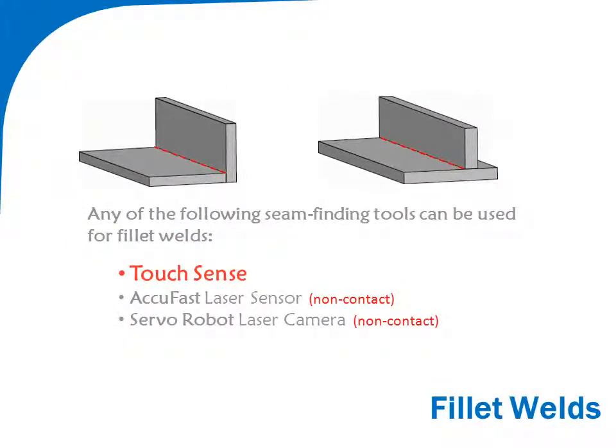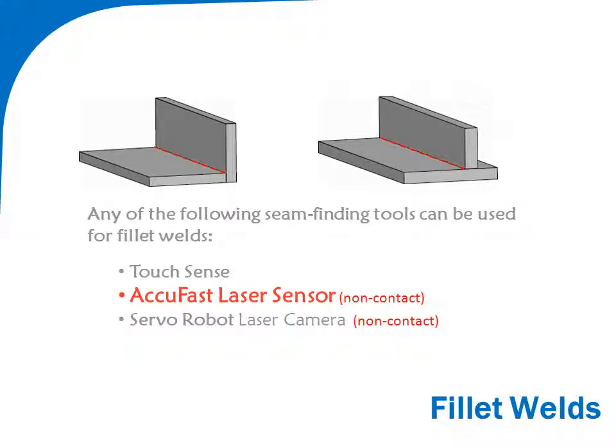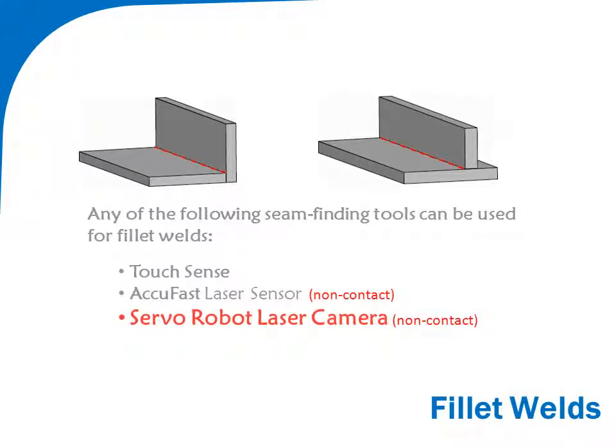We offer several tools for locating seams for fillet welds, including TouchSense, a low-cost seam finding tool that uses the welding wire as a probe to contact the work surface. AccuFast is a point laser that searches and detects the work surface when the laser reaches its programmed focal point. It's similar to touch sensing, but is non-contact and significantly faster. And laser cameras. These are used to project the laser line and detect the two walls. They can reduce cycle time and provide data about joint gaps.